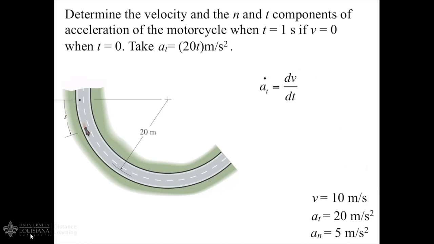Obviously, the tangential component of acceleration can be found from this formula at the time t equaling 1 second, and it turns out to be 20 meters per second squared. Finally, we can get the normal component of acceleration by simply taking our value for the velocity of 10 meters per second and squaring it, and divide by the radius of curvature of the path, and that's equal to 20 meters. Gives us a component of 5 meters per second squared. This, of course, represents the change in the direction of the velocity vector, and this one, of course, is the increase in its magnitude.